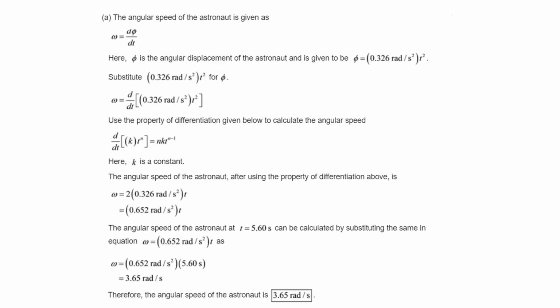First of all, the angular speed of an astronaut can be found by this formula. Using this differential property, now we end up with this relation.